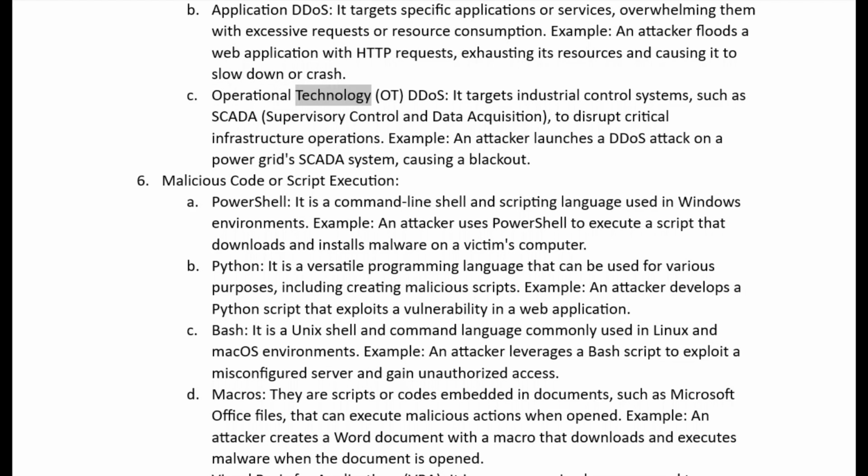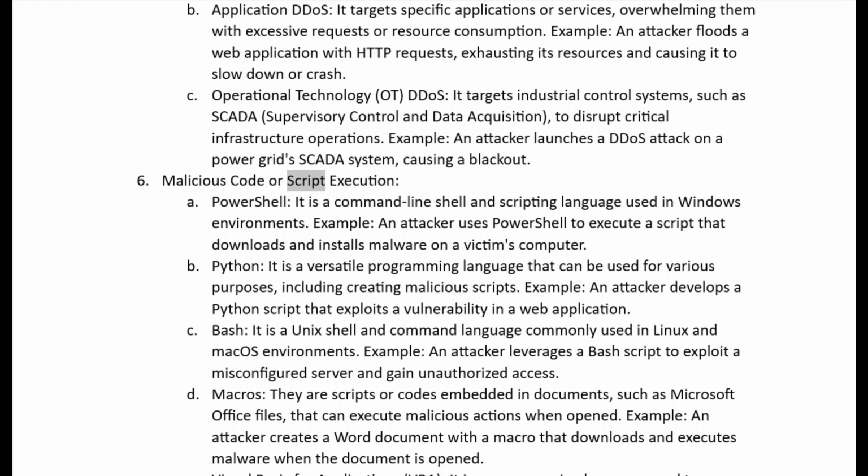Operational technology (OT) DDoS. It targets industrial control systems such as SCADA, supervisory control and data acquisition, to disrupt critical infrastructure operations. Example: an attacker launches a DDoS attack on a power grid SCADA system, causing a blackout.